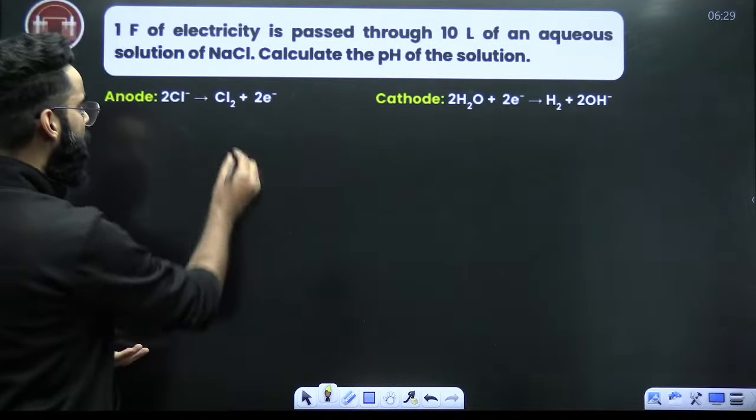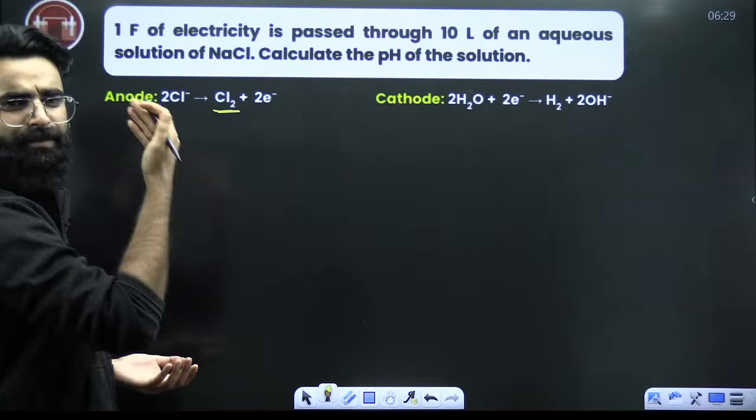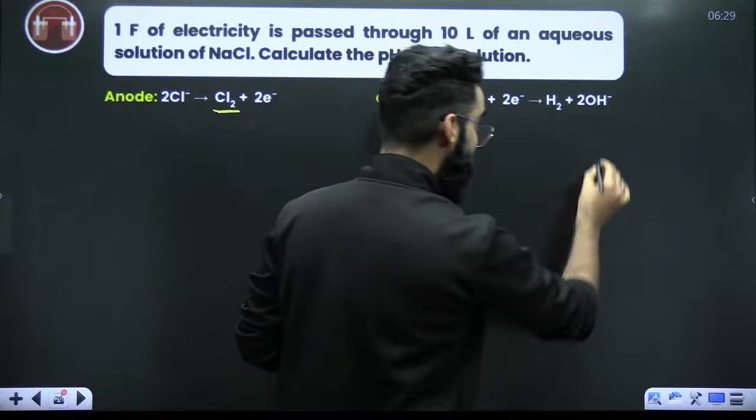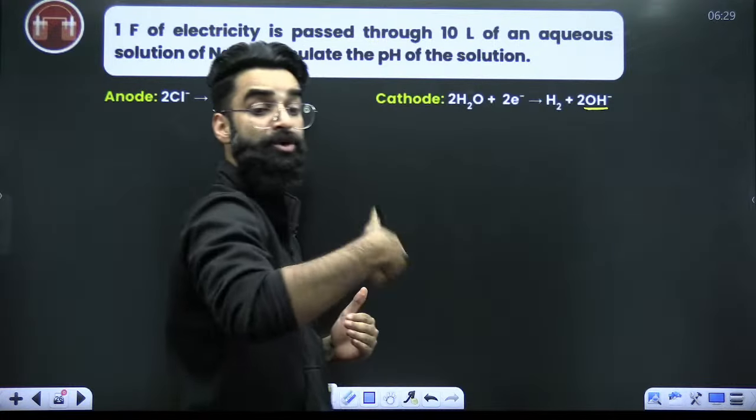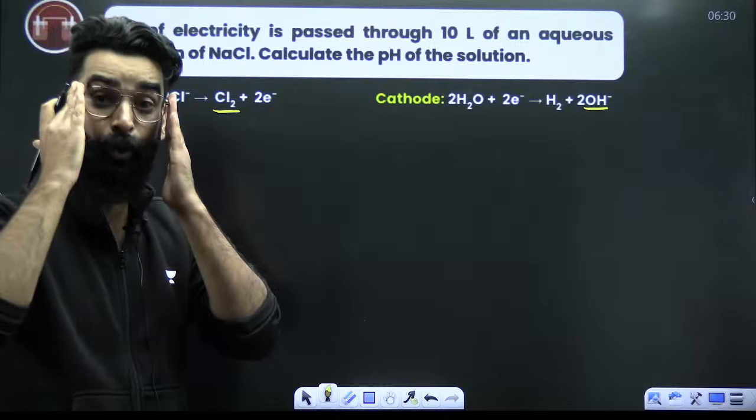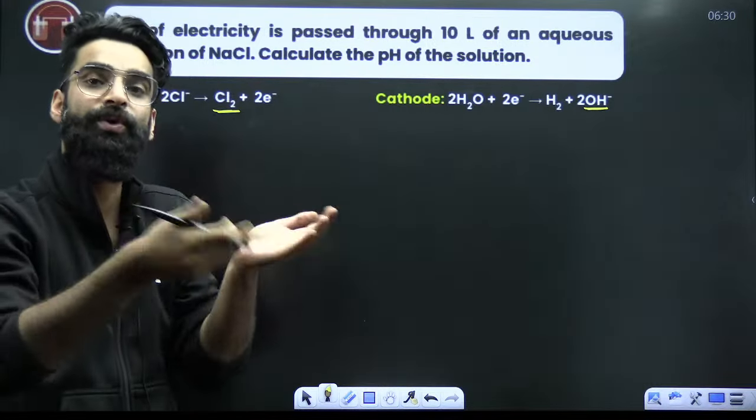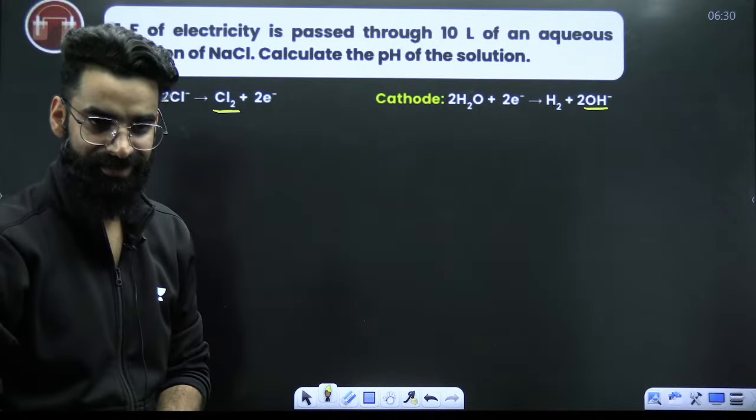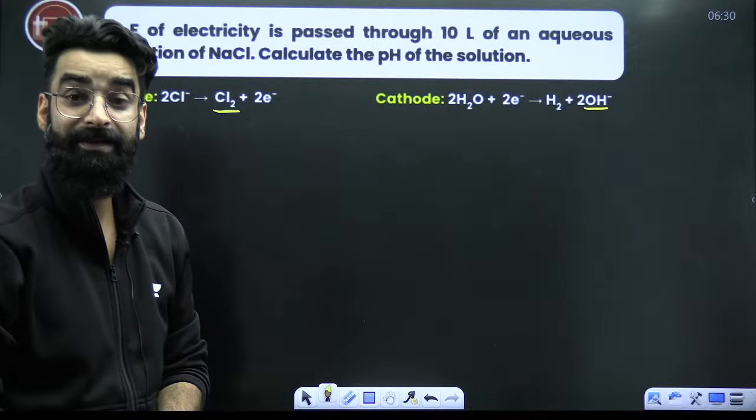My dear students, at anode nothing is happening. Only Cl2 is being liberated. But if you look at the cathode, at cathode OH negatives are also produced. And those OH negatives will enter into the solution.